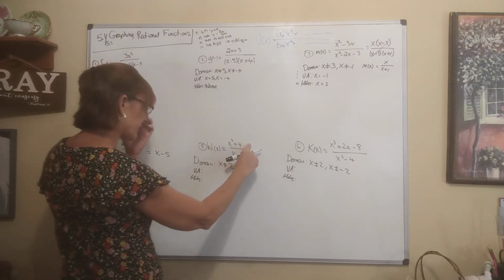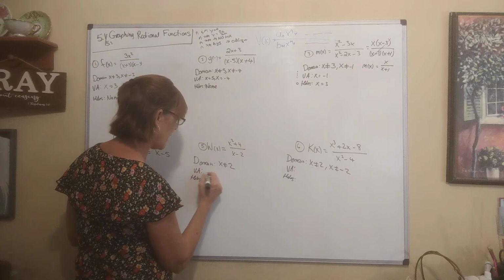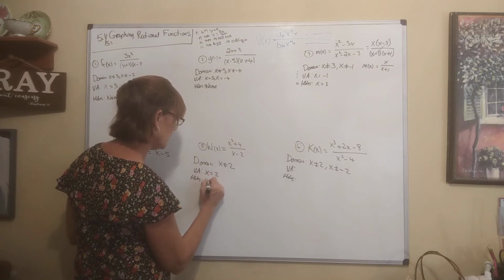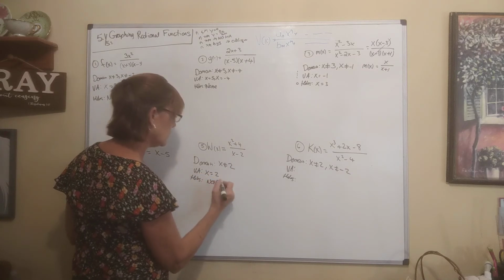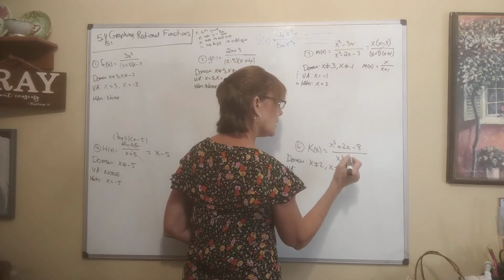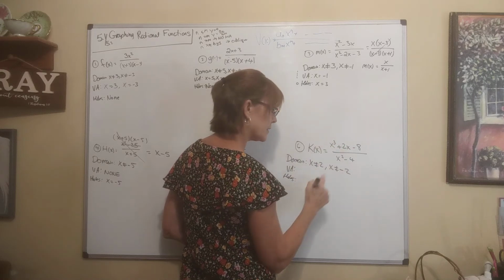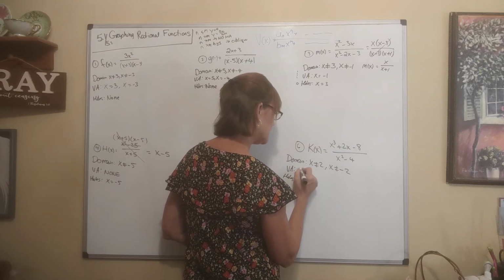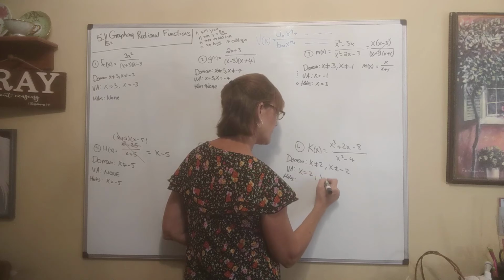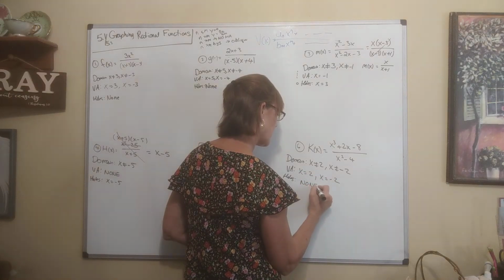All right, what about here? Does the numerator factor? It does not factor with real numbers, so no cancellations. The vertical asymptote is 2, no holes. What about here? Can this factor? X cubed? No, I don't know how to factor that. So I'm going to say no common factors. So that means these are vertical asymptotes, no holes.